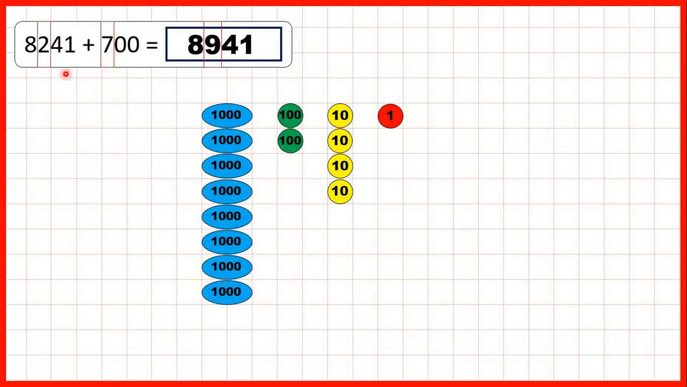So now let's show place value counters to represent the additions that we've done. For this first question, we started with 8,241. So that's 8,000s, 200s, 4 tens and 1 1.